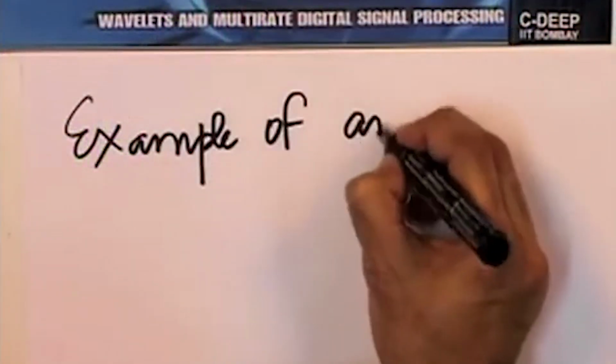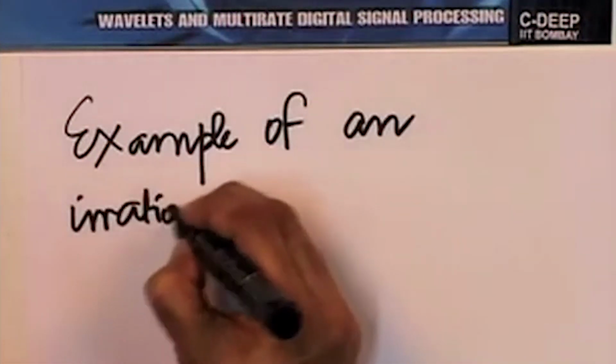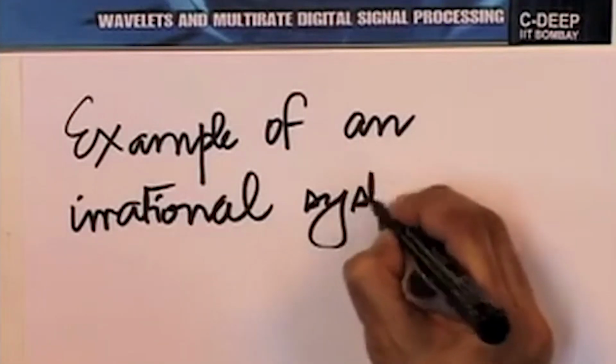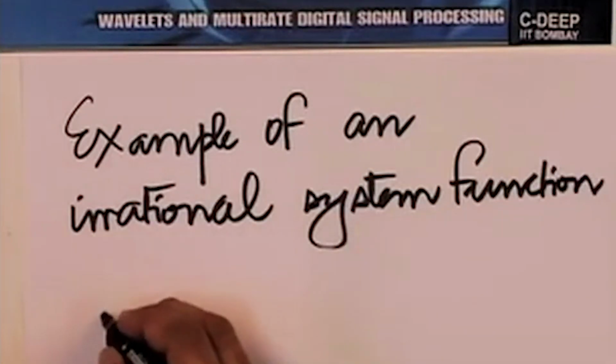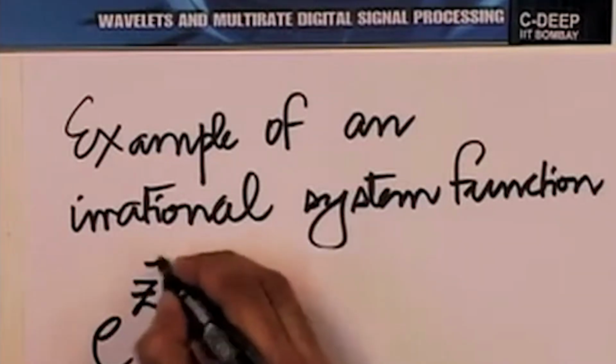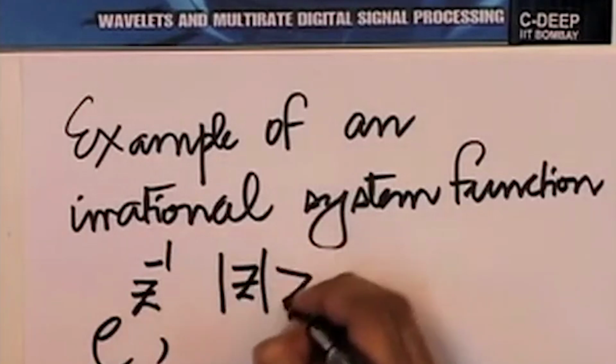Now, the Z transform of the impulse response of the linear shift invariant system could either be rational, which means it is a ratio of two finite series in Z, or it could be irrational, in which case it is not. Let me give you an example of an irrational system function. The example of an irrational system function could be e raised to the power of z inverse, with mod z greater than 0 as the region of convergence.